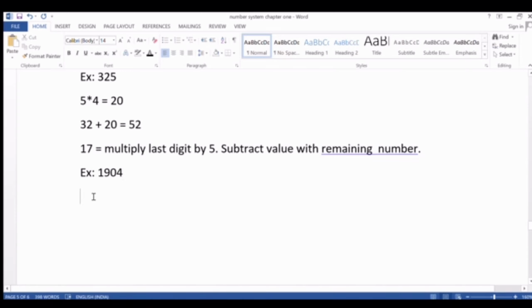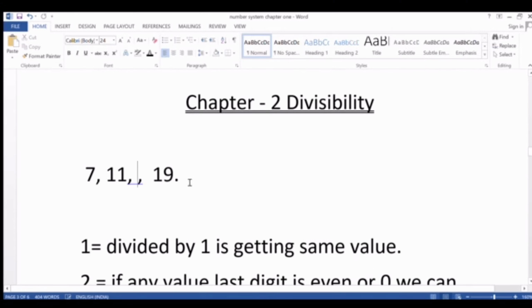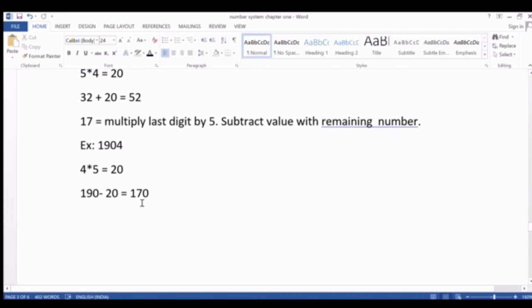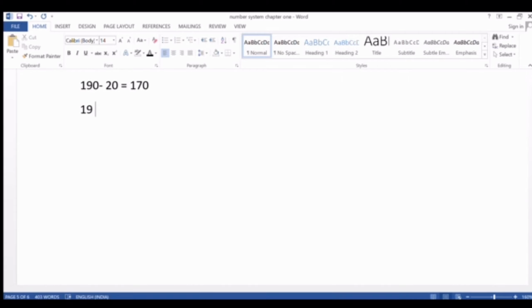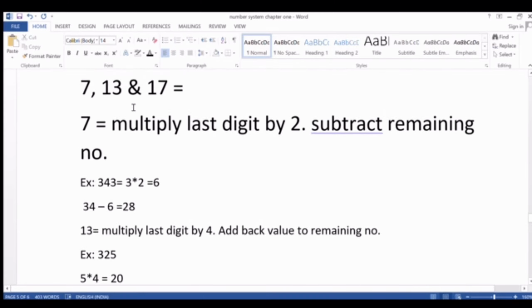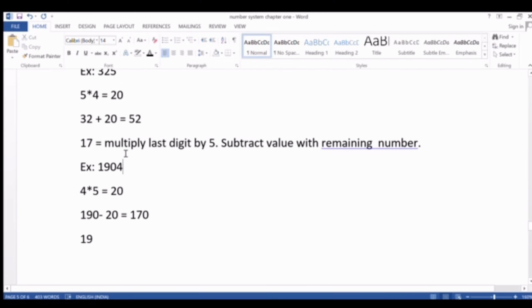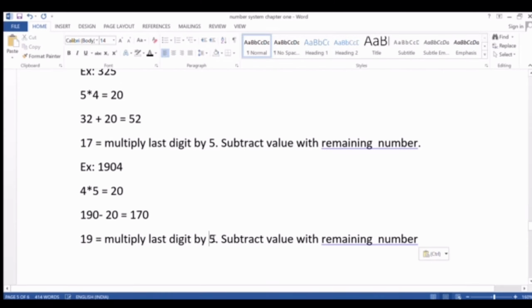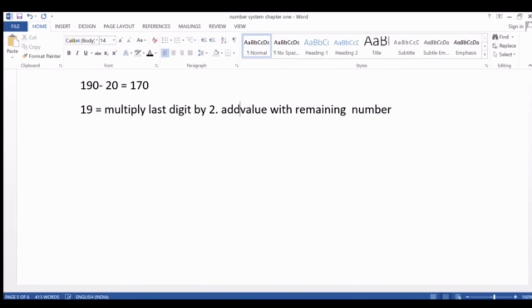And the 17 divisibility rule is: multiply the last digit by 5 and subtract that value from the remaining number. For example, 1904, the 4 is the last digit. You need to multiply 4 with 5 and you will get 20, and the remaining value is 190. You need to subtract 190 minus 20. You will get 170. 170 is divisible by 17. I hope you understand these three numbers' divisibility rules also.